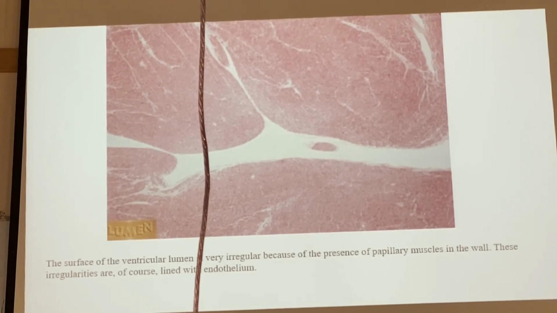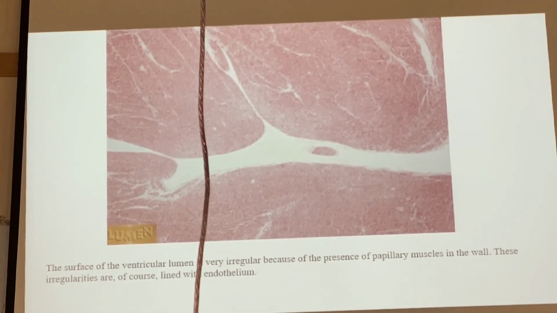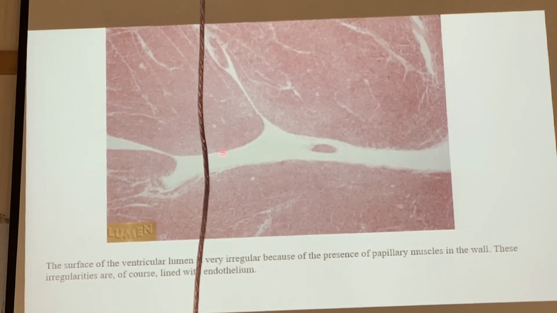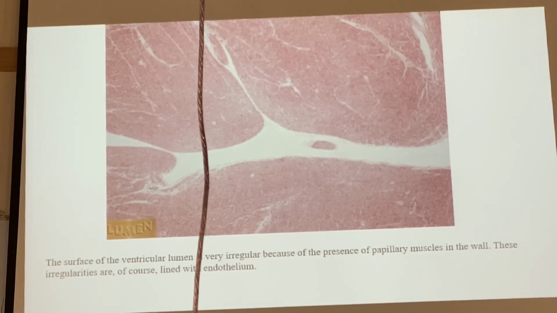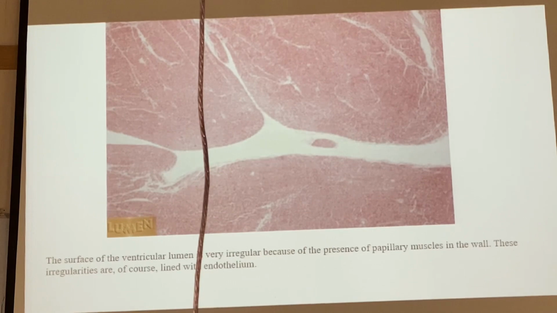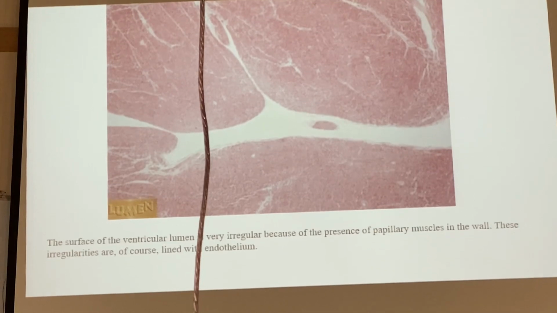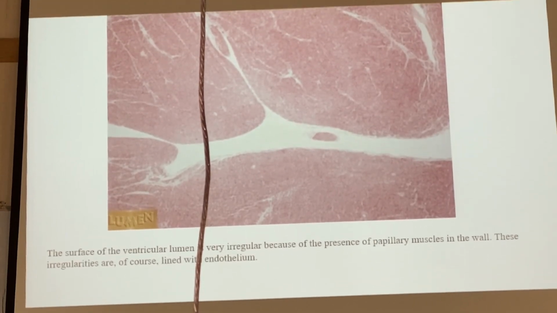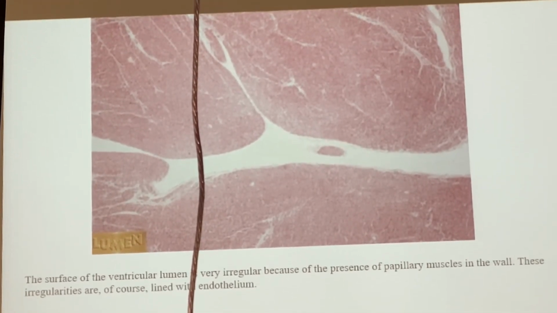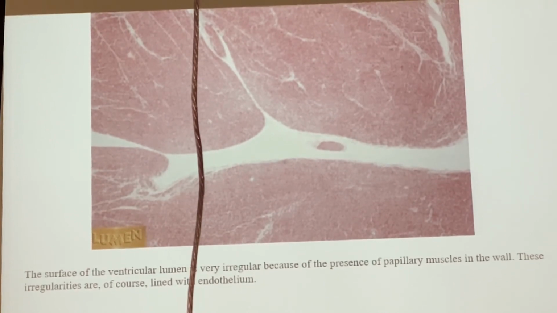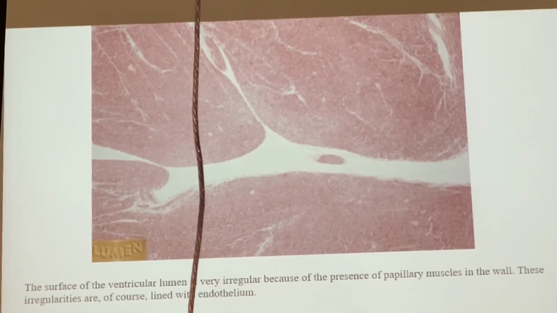Now, in the cavity of the ventricles, as we have said, the chordae tendineae are attached to the papillary muscles. So these are the papillary muscles. Look there, these are the papillary muscles in the cavity of the ventricle. The papillary muscles are projections of the cardiac muscle to which the chordae tendineae are attached, and the chordae tendineae attach the valves to the papillary muscles. All these structures, as we have said, are lined with endothelium.